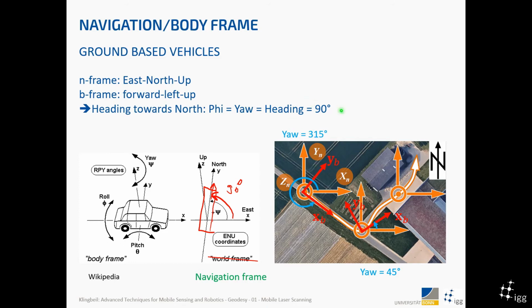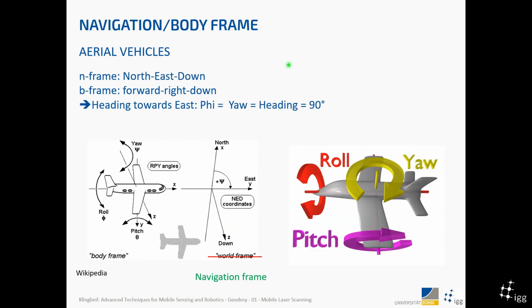Okay, so this is for ground-based vehicles. This is now for aerial vehicles. As I said, the body frame in aerial vehicles is usually forward, right, down. So the x-axis forward is the same, but the y-axis is to the right and the z-axis is pointing down, right? And because of this, when you deal with aerial vehicles, most of the time the navigation frame is defined in a different way, which is then north, east, down, right? So the x-axis is north, the east axis is y, and the z-axis is down.